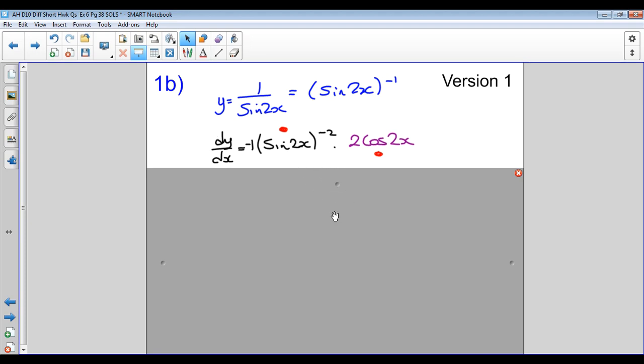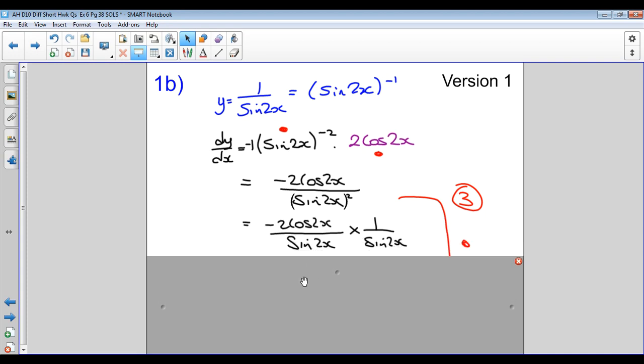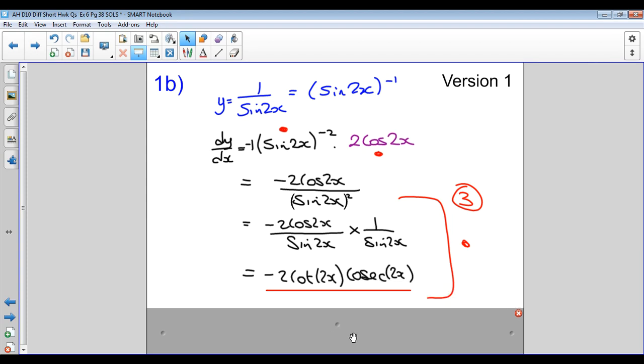So minus 1 times 2 is minus 2. So minus 2 cos 2x and bring the sine squared 2x to the bottom. So I'm giving you 1 mark here, but you don't get the third mark until the last line here. Cos 2x over sine 2x is cot 2x, and then we have an extra 1 over sine 2x. So I'm writing this, you don't need to write it like that. If you can understand, that goes to minus 2 cot 2x, and this is cosec 2x. So you need to get to this line for that mark.